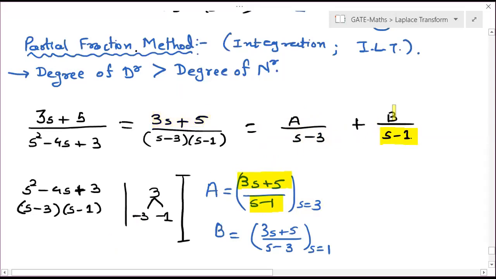Now if I have to find the value of b, I have to put s equal to 1. So what are the other terms? Other terms are 3s plus 5 and s minus 3. 3s plus 5 is in the numerator, s minus 3 is in the denominator. Is it clear now?